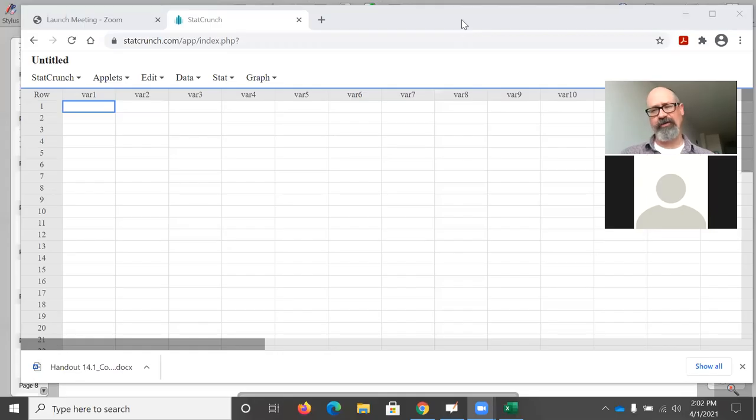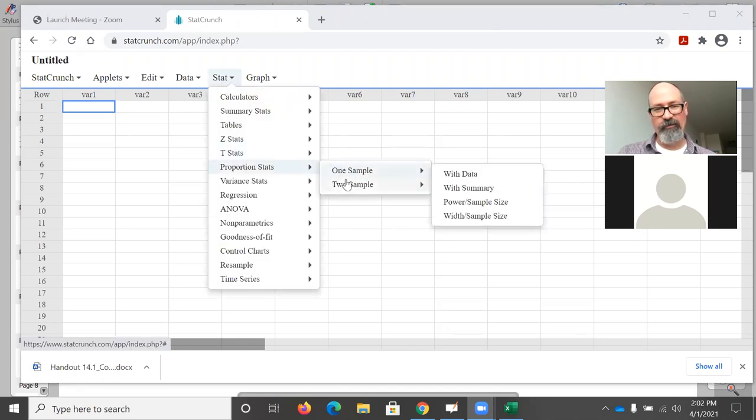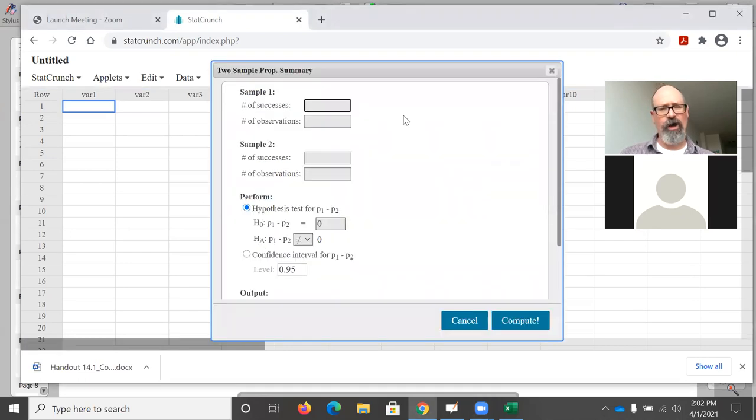How would you perform a statistical test using StatCrunch with no formulas whatsoever? You might already be experienced with running such tests. I do want to talk about the formulas for a bit, but maybe that's not so important right now. If you want to perform the statistical test, go to Stat, Proportion Stats, to Sample, with Summary. And so you have sample one and sample two.